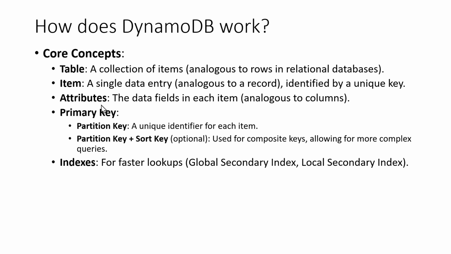Next is attributes, the data fields in each item. In general we make one column a primary key, but here we call it the partition key, a unique identifier for each item. Next is partition key plus sort key, which is optional, equivalent to a composite key, allowing for more complex queries.